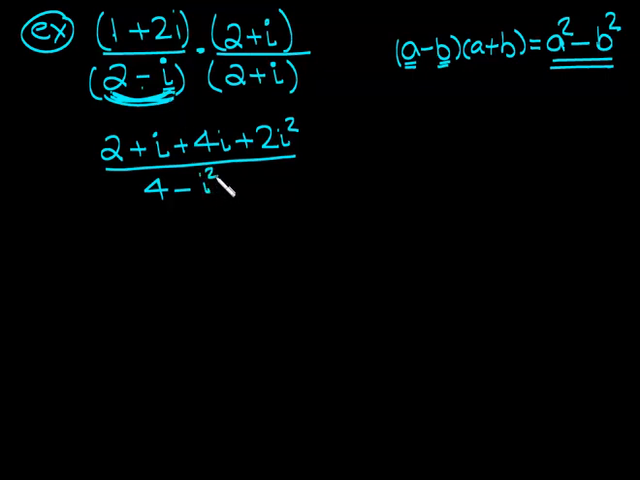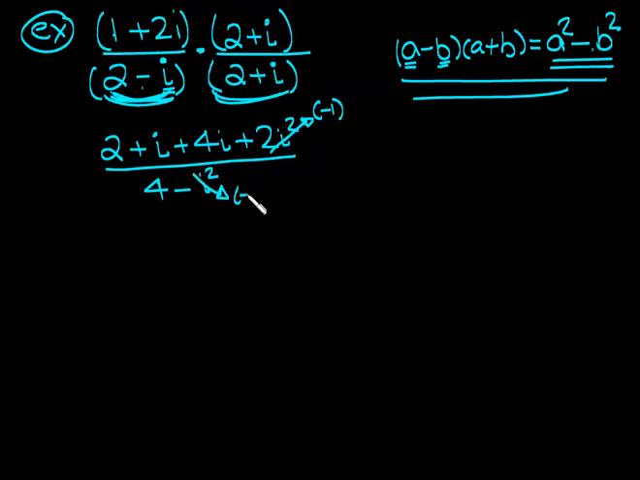I squared is just I squared. So anytime you're multiplying conjugates, remember that you can take advantage of this. This is the formula for difference of two squares, just backwards. So now we know that I squared is negative 1 and I squared is minus 1.